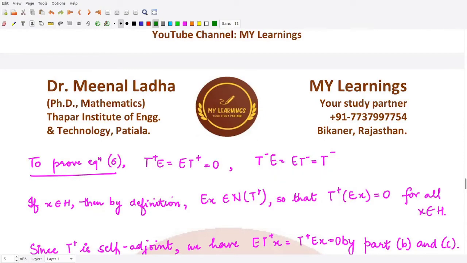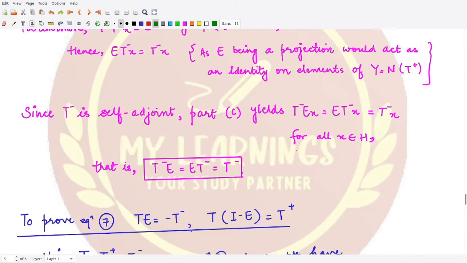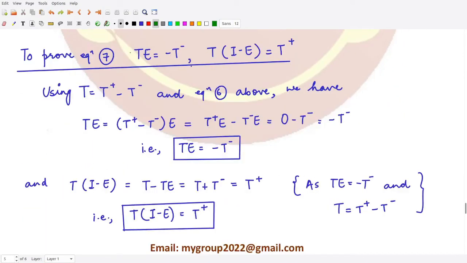So until now we have proved these two equations. Now let's move on to the next equation. Here we wanted to prove that Te is equal to minus T negative and T(I minus E) is equal to T positive. We wanted to prove these two things. Again, using the previous results, we know that T is T positive minus T negative, and equation 6 tells us that we can write Te as T positive minus T negative, times E.